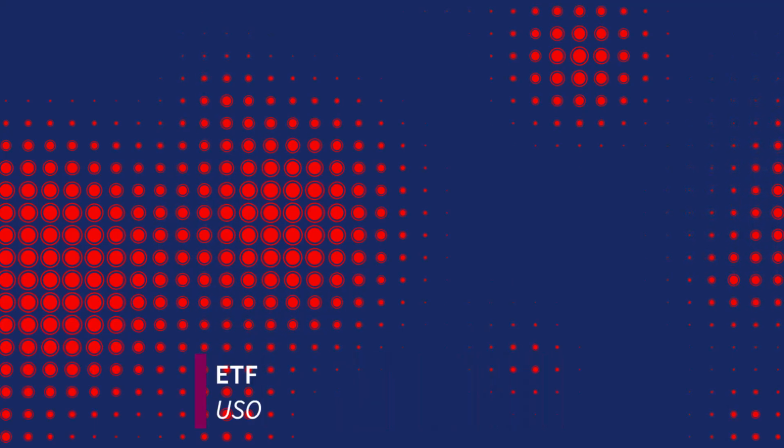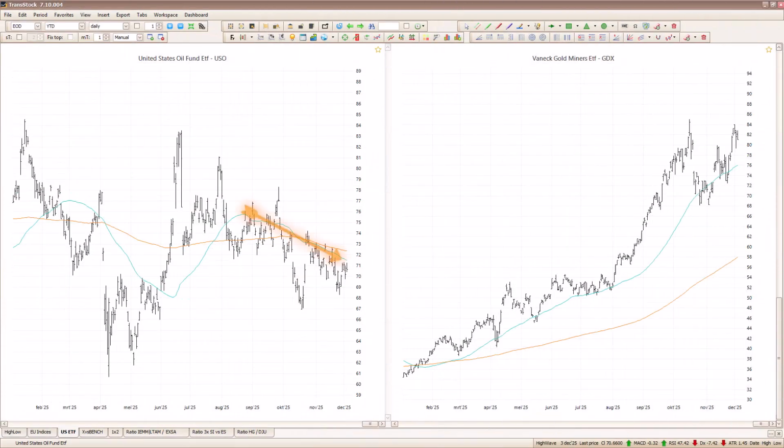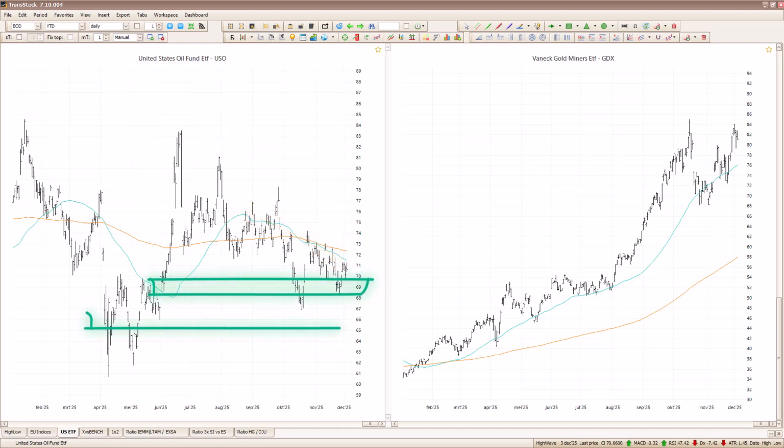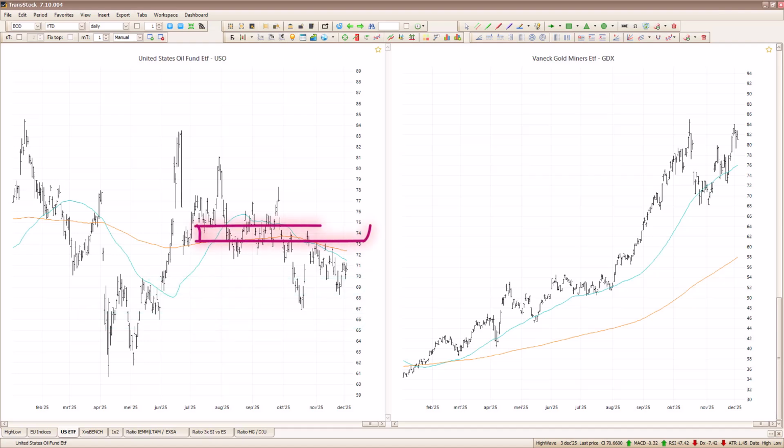The USO. Minor downtrend. Support 69 and 66. Resistance 74 and 77.